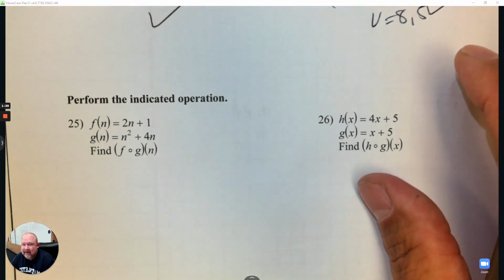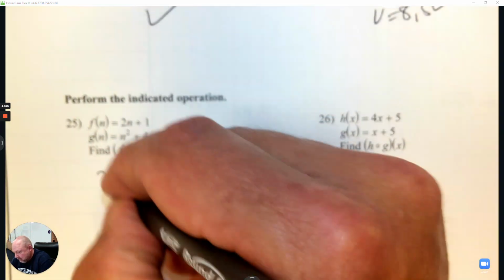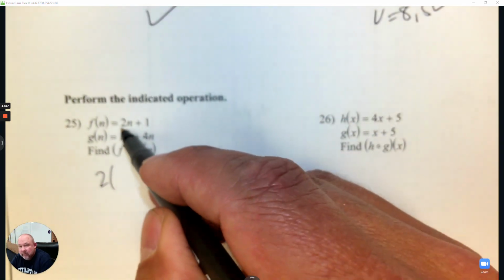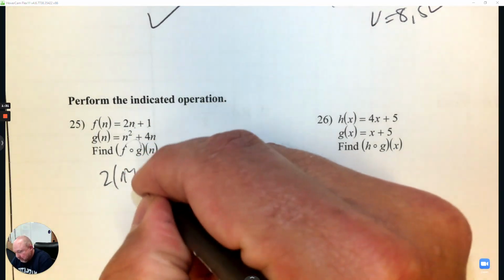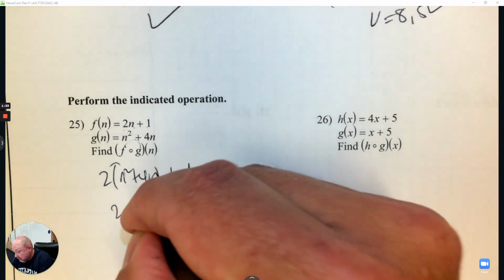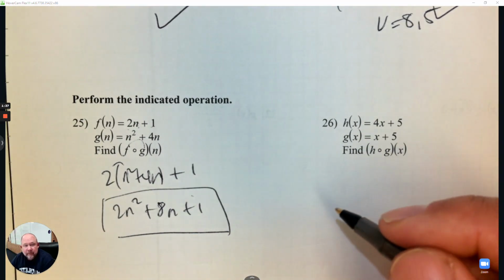Number 25. We're going to compose. G composed by F. So we're going to start with F. Go 2, then parentheses, plus 1. Put this inside. N squared plus 4n. Make sure you distribute to both, and then there's no like terms.